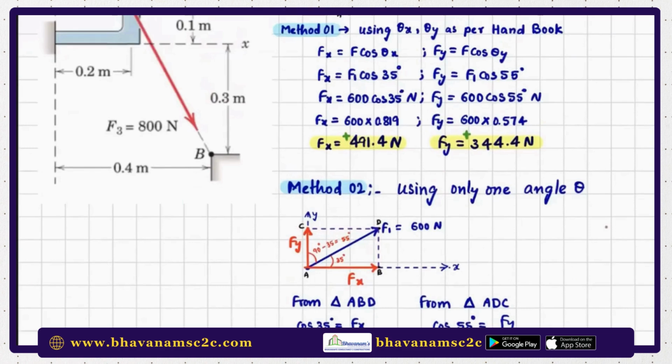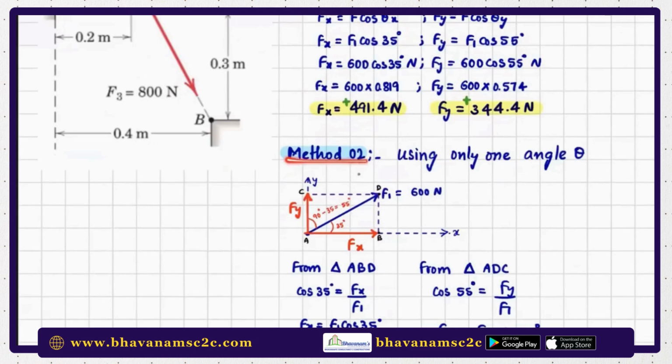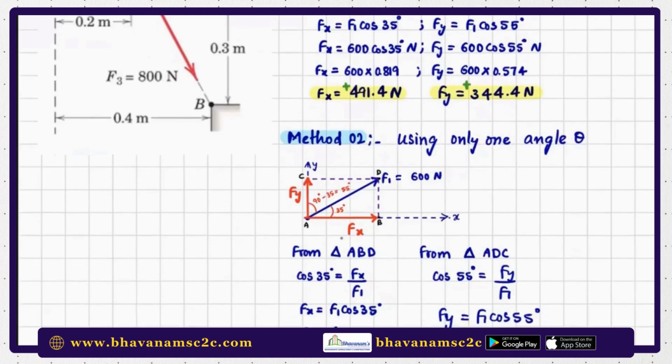And if you want to use only one theta, in some cases this will be easier, but in this case you can see this method is easier. Now, if you want to do it by method 2, I will zoom it down. I have marked the same figure here, the same axis, the same coordinates, the same theta. Now I have taken the triangle ABD and applied its properties. So cos theta is equal to the adjacent side by the main vector F1. So Fx is equal to F1 cos 35. Again, you get the same answer.